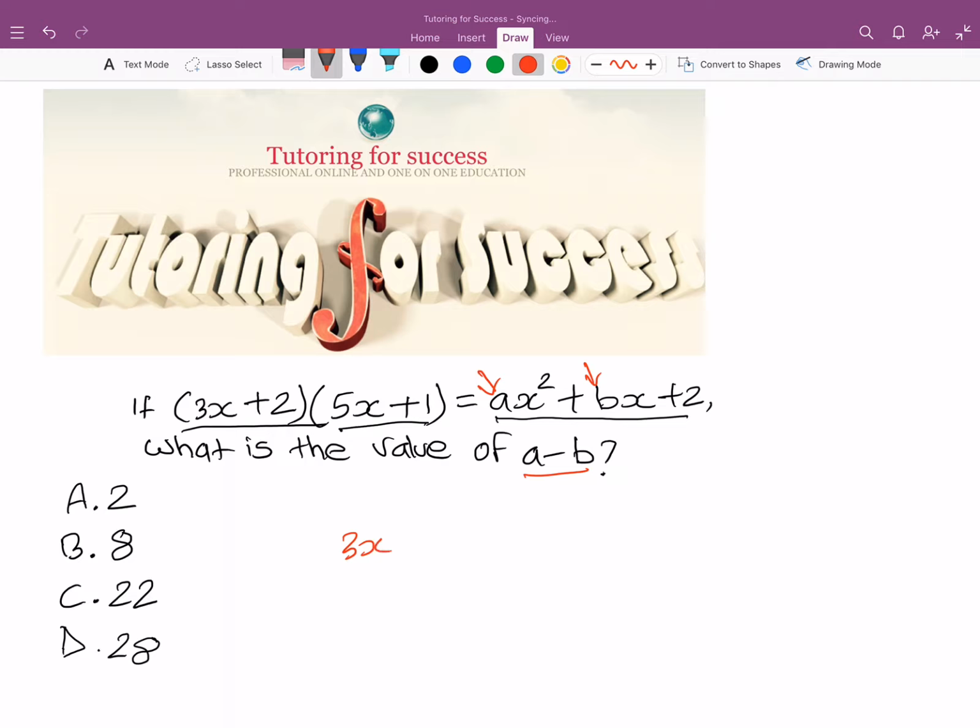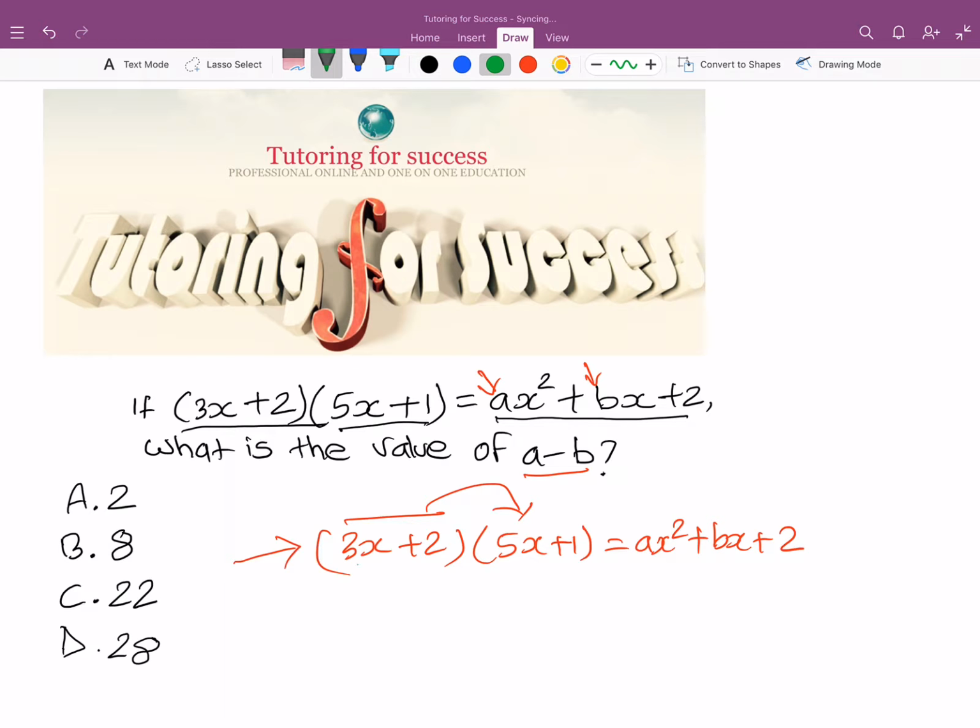So we have (3x plus 2) times (5x plus 1) equal to ax squared plus bx plus 2. In this problem, you do need to write both the left hand and right hand side of your equation. And first, we're going to focus on this part. What we're going to do is to FOIL this part out. So let's start this method.